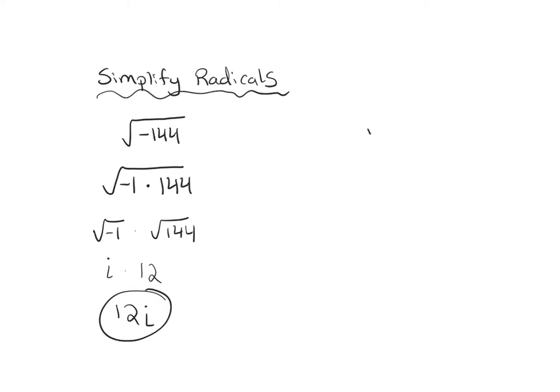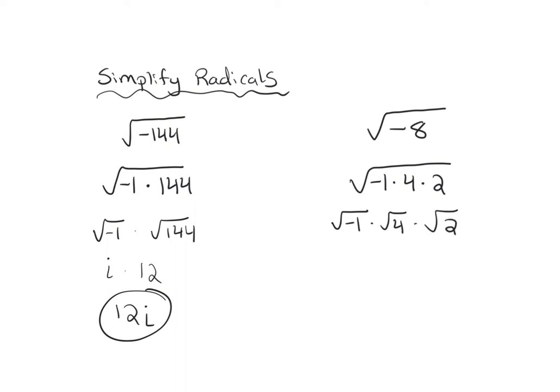All right, the next one, square root of -8. So 8's not a perfect square, but it has perfect square factors. So I'm going to break this up into -1 times 4 times 2. So the square root of -1 times the square root of 4 times the square root of 2. This is i, this is 2, and then this just stays square root of 2. So 2i square root of 2.